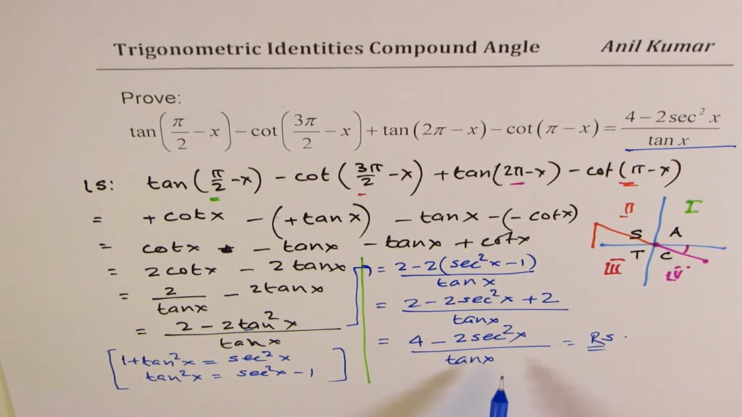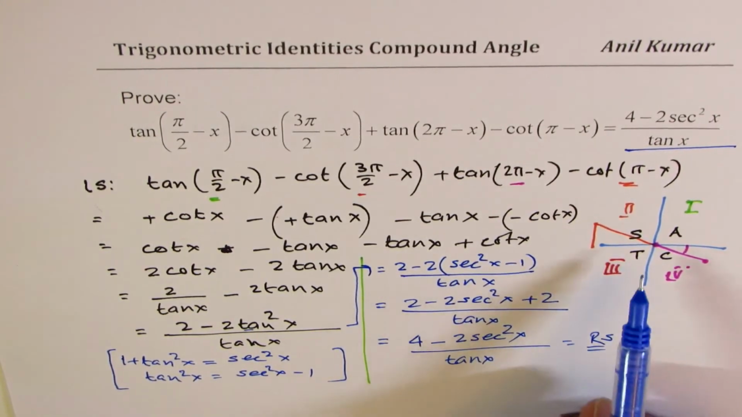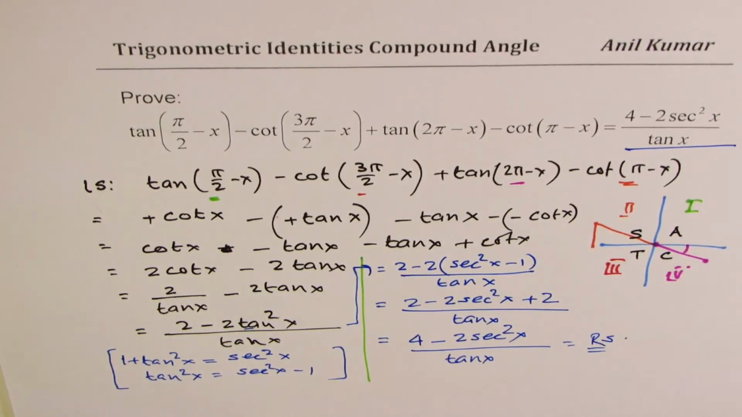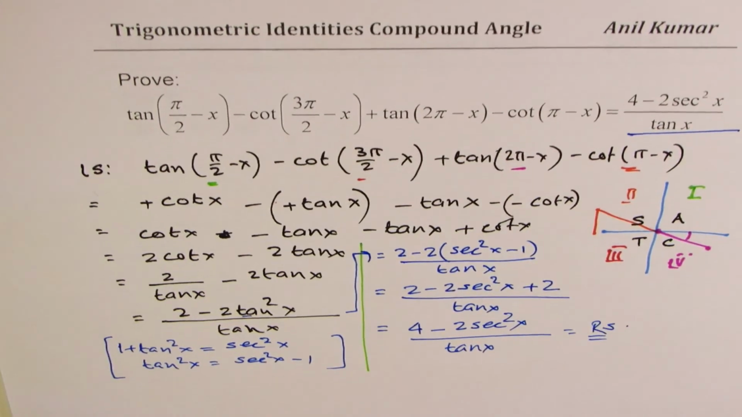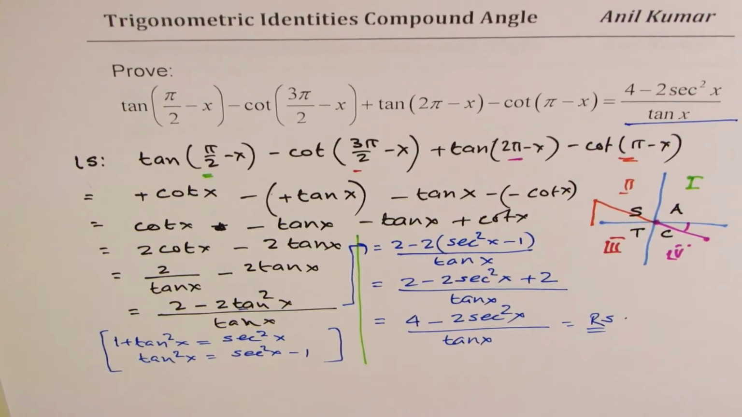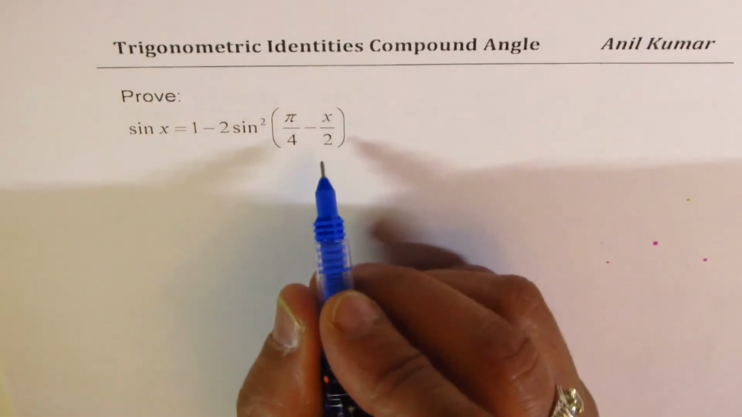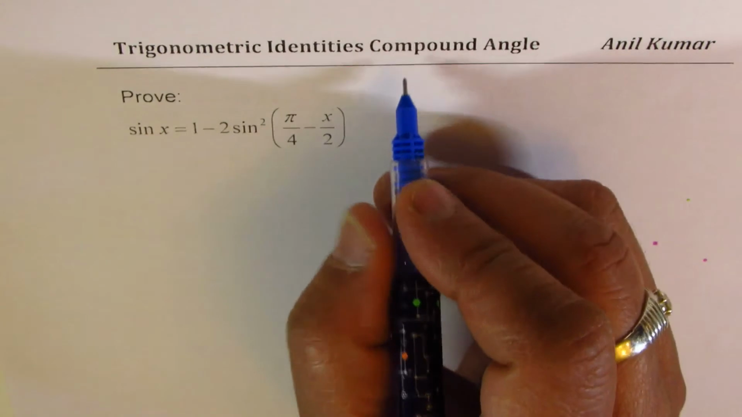The key here was to understand CoFunction and correlated identities, and I hope the first part where we spent so much time helps to do these identities. Let's move on and take the second example, which is based on a double angle. So here I'll just take a minute to remind you of this double angle formula.